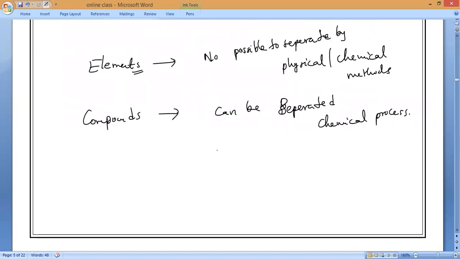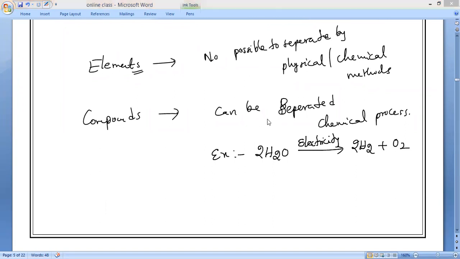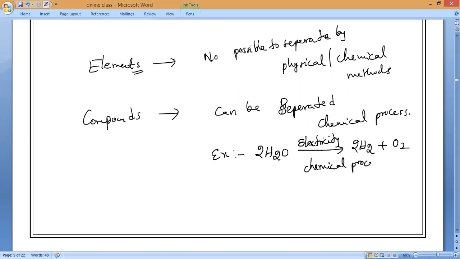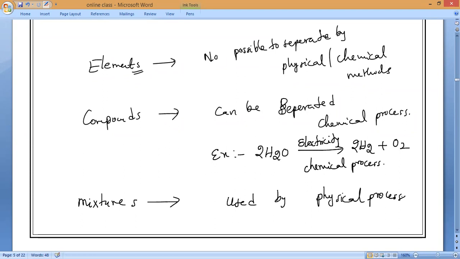For example, take water. What is the formula of water? H2O. Pass electricity through it, and you will get hydrogen gas plus oxygen gas. Is it a chemical process or physical process? It is a chemical process. That is what you have to remember. Next, mixtures. It is not possible to separate them by chemical process. They are separated only by physical process. That is what you have to remember.